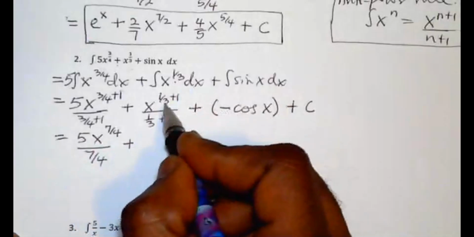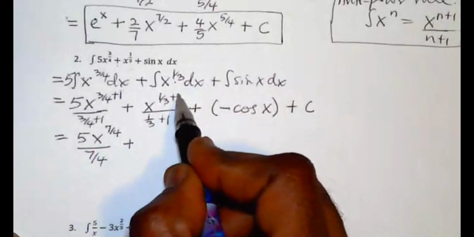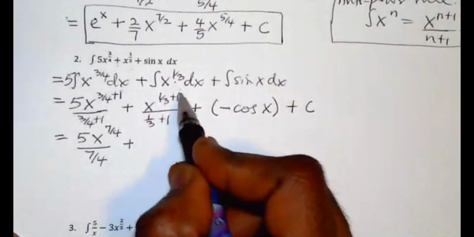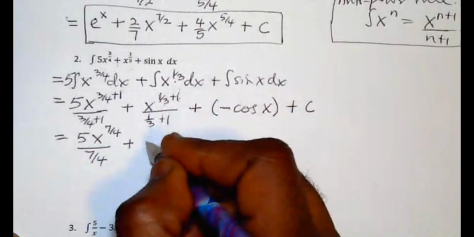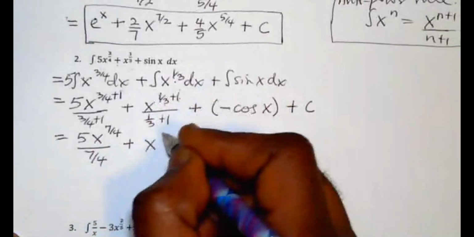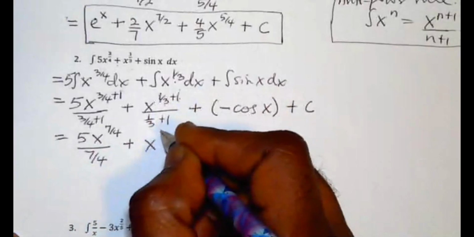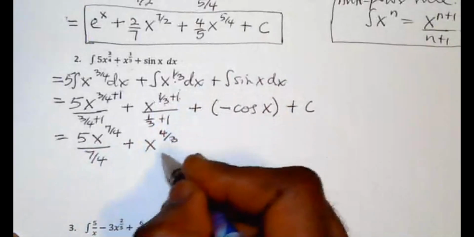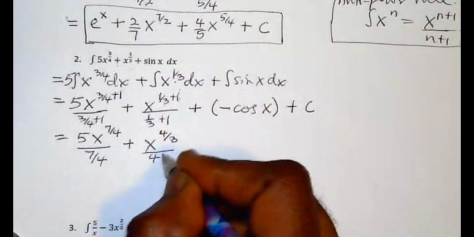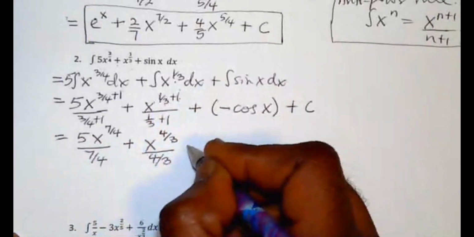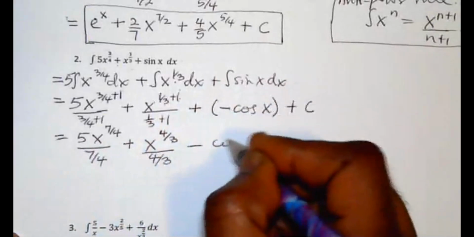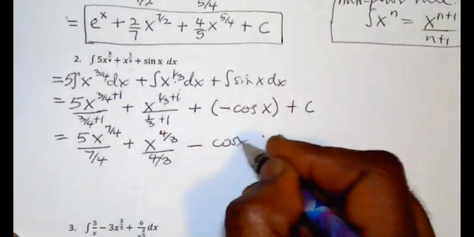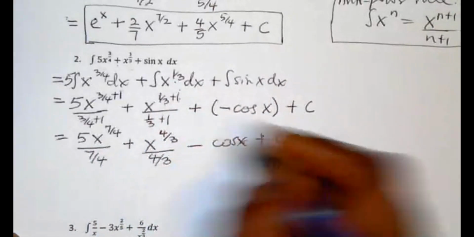Plus, this is 3, so this will be 3 over 3, right? It's 1 over 1, LCD is 3, so it's 3 over 3. So add the 3 to the 1, so that'll be x to the power 4 over 3. And divide by the sum 4 over 3, minus cos of x. Or plus minus becomes minus cos of x plus c.